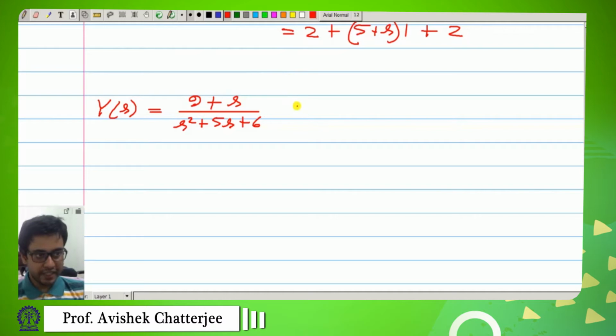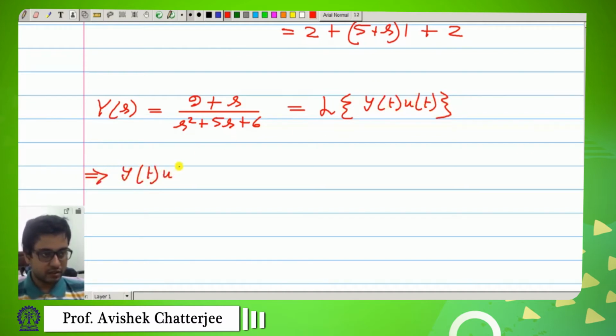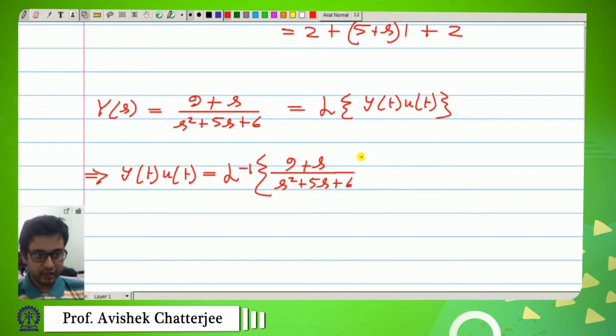Now capital Ys is nothing but Laplace transform of yt ut, and therefore yt ut will be equal to Laplace inverse of this, 9 plus s divided by s square plus 5s plus 6. Now we have to calculate Laplace inverse of this function.